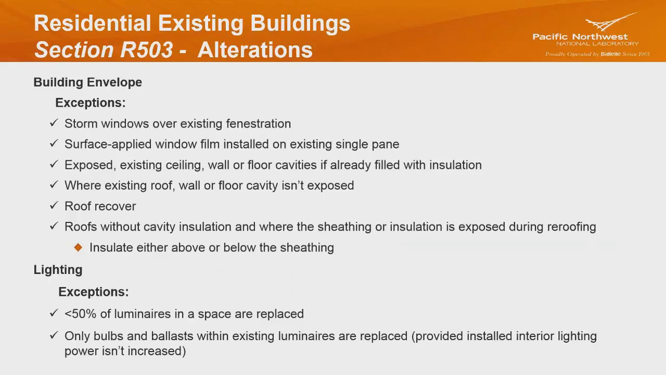All right, so those exceptions that I talked about for alterations for the building envelope are embedded in the software for REScheck and COMcheck. So I will quickly go through them because we're going to look at them again. When can I have an exception based on what I'm doing with my project? Storm windows over an existing fenestration, exempt. When you're putting a surface applied window film on an existing single pane, which really works towards solar gain on the building, that's really the intent of those, that's exempt.